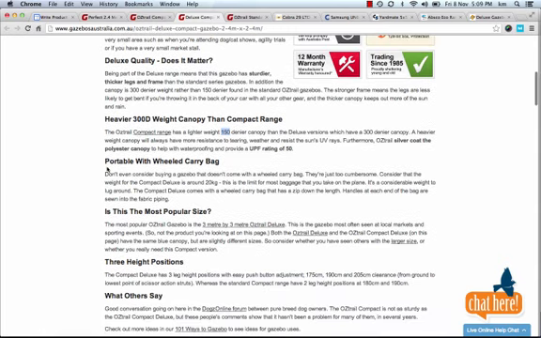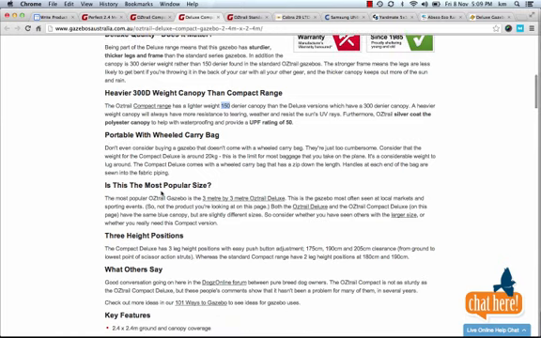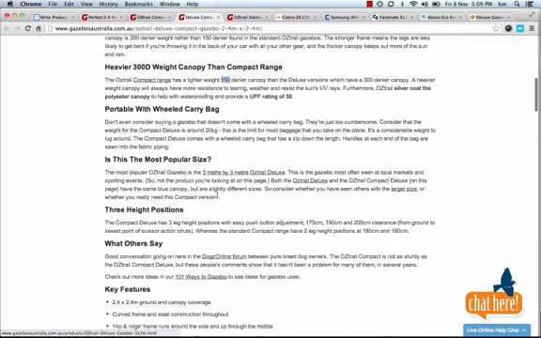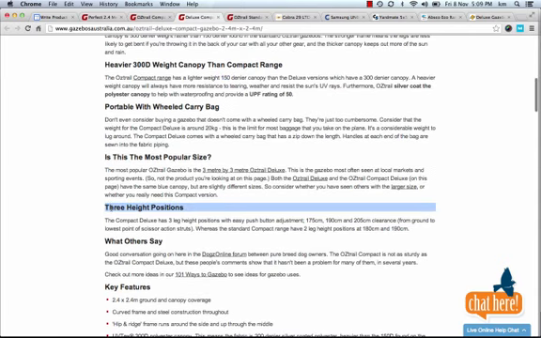What does it come with that's of great customer convenience? Well, it's got a portable wheeled carry bag, so that's really good. Is this the most popular size? Well, it's not. There is a different product that is more popular. What's another feature that people will find useful?